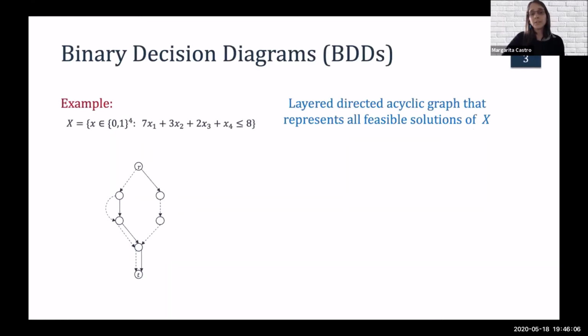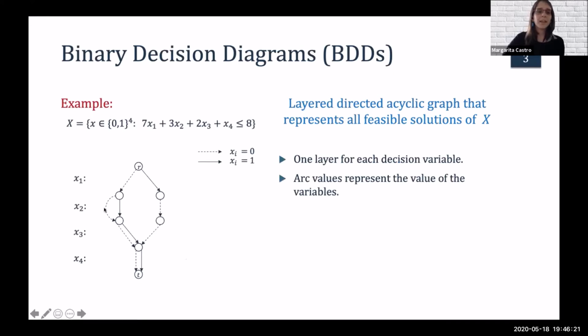Binary decision diagrams are basically layered directed acyclic graphs that represent all the feasible solutions for a set X. I'm going to explain them with this little knapsack example, where here we have a BDD for it. The main idea is that for each of the variables of the problem, we have a variable associated with each of the layers of the graph. And the arcs represent the possible values that the variables can take. For instance, here it would be x1 equal to 0, and here x1 equal to 1.